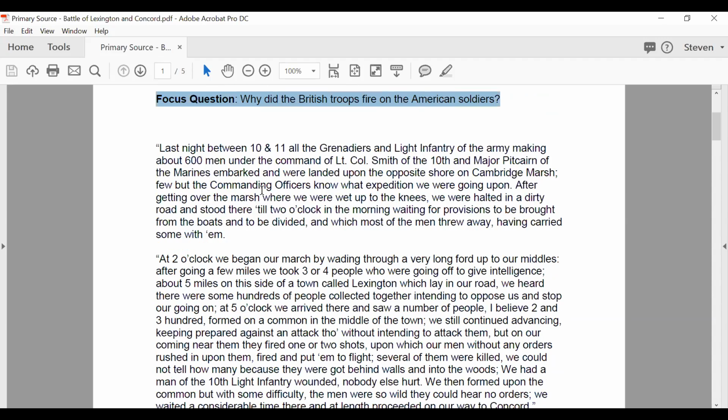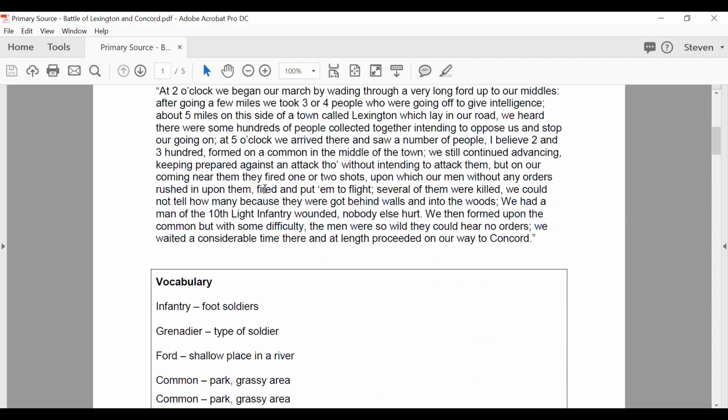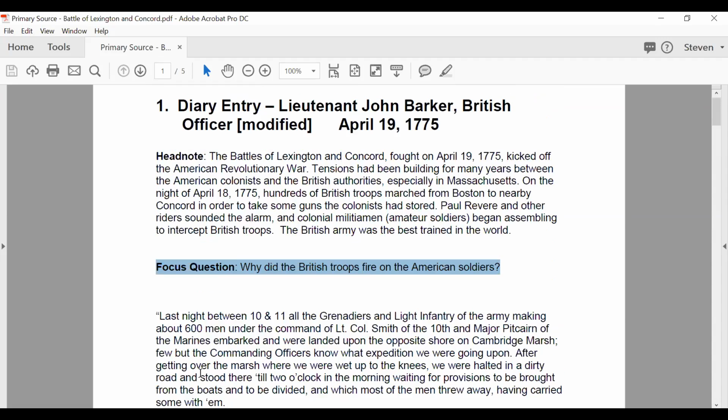And so then we've got the actual part of the document. This is 2 short paragraphs. I've also set up a vocabulary box where I have defined some terms that students might find difficult, like grenadier, what the heck is that? That's a type of British soldier. Or a ford we think about as a car, but a ford is also a shallow place where it's easy to cross a river. And a common, we might think, oh, we have a lot in common, but common for this definition was the grassy area in the center of town, kind of a park where the colonial militia assembled here. So this is a way to modify documents to make them easier to read.